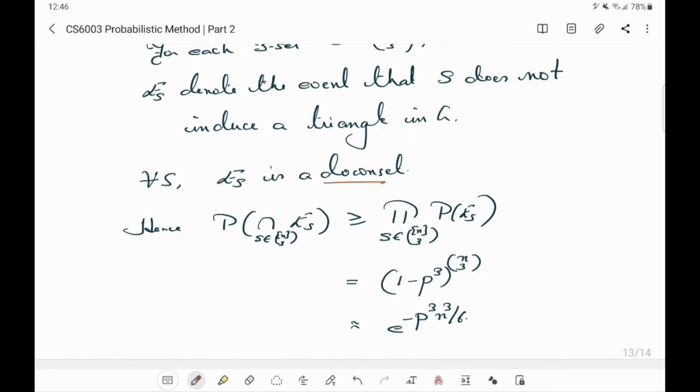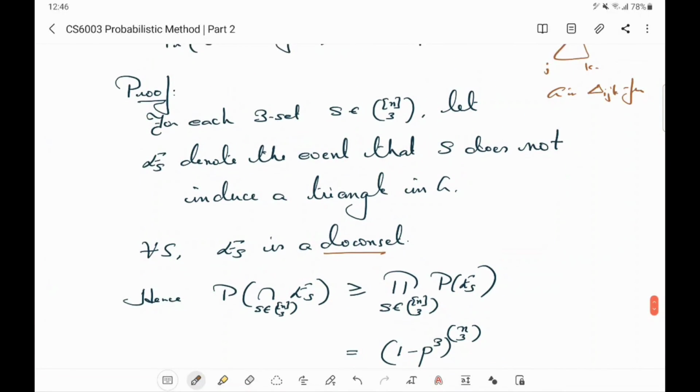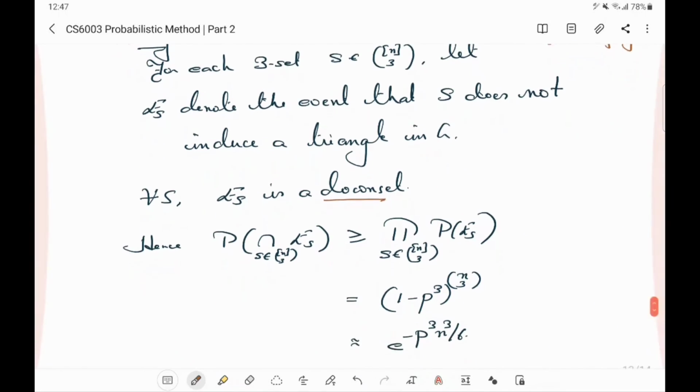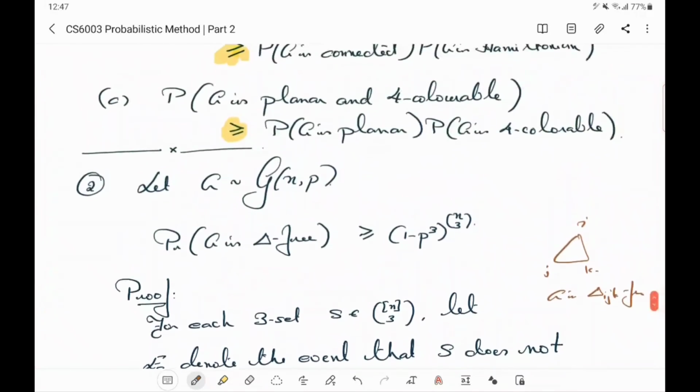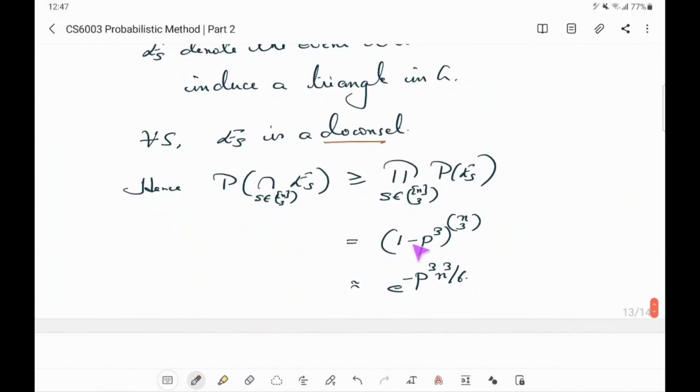Now I can apply the non-uniform Kleitman's lemma multiple times to lower bound the probability of our event, that it's triangle free, which is the intersection of all these events, right? The entire graph is triangle free if it is this triangle free and that triangle free and the other triangle free and so on. So it's an intersection, and it is lower bounded by the product of the probabilities. Each of these probabilities is very easy to calculate. It is just 1 minus p cubed. p cubed is the probability of finding this triangle, and 1 minus p cubed is the probability of not finding it. So that to the power n choose 3 will provide a lower bound.